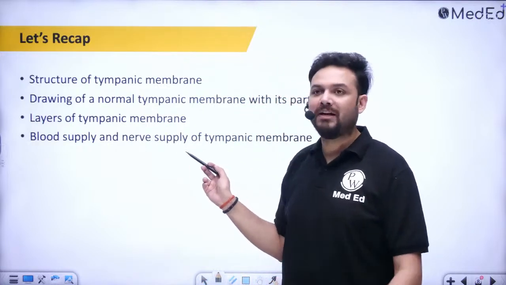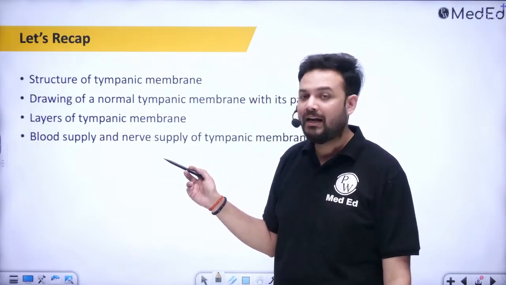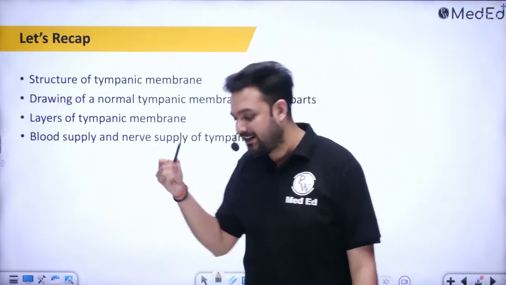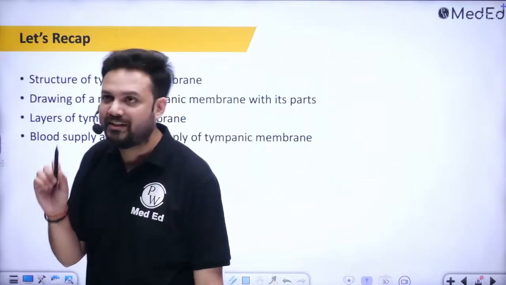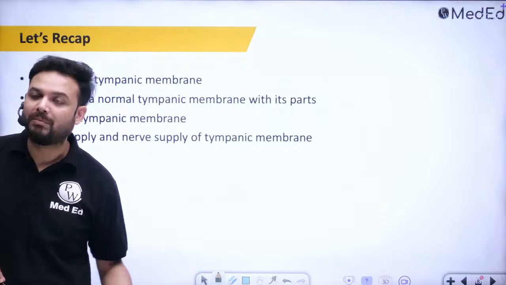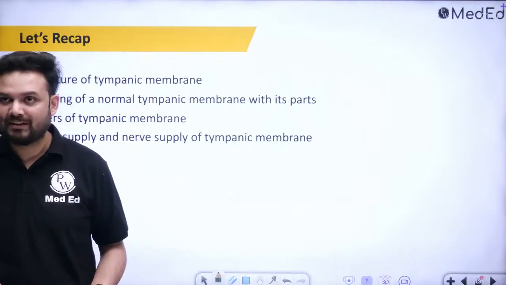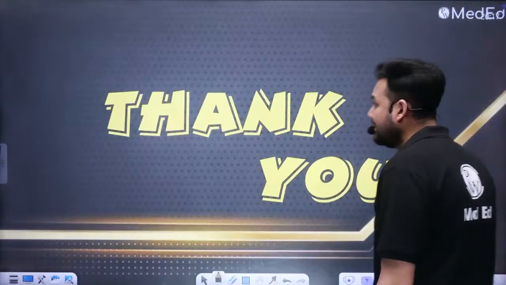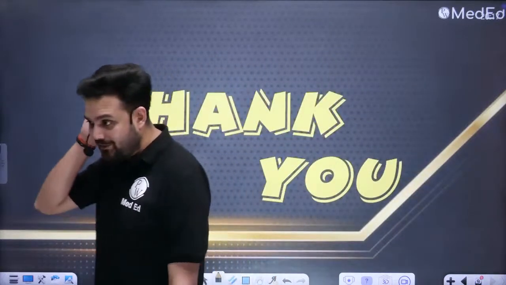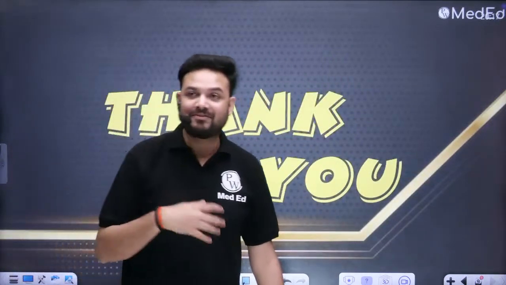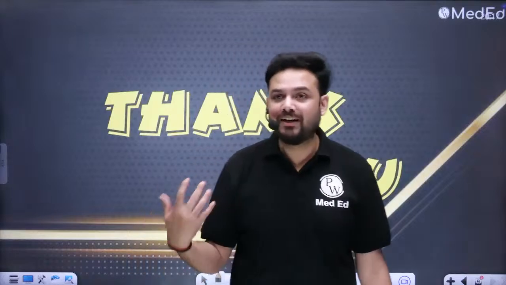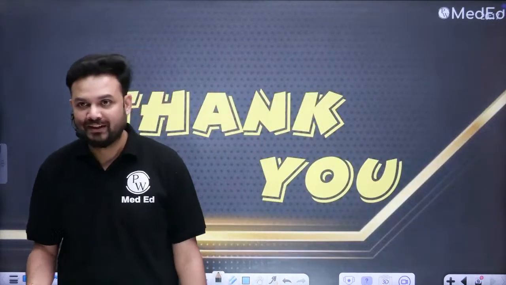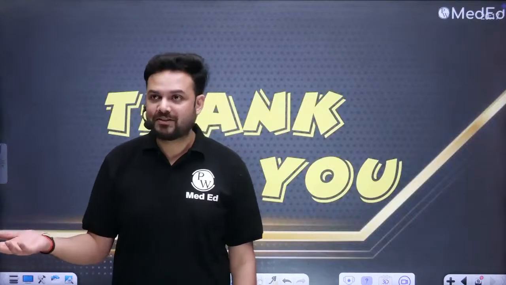Then we came to the blood supply of the tympanic membrane. And finally, we read about the nerve supply: anteriorly the auriculotemporal nerve, posteriorly the vagus, and the medial part is supplied by Jacobson's nerve. This is all, and I hope you have understood as well as mastered one of the very important topics of ENT, one of the favorite topics of your examiners, the tympanic membrane.